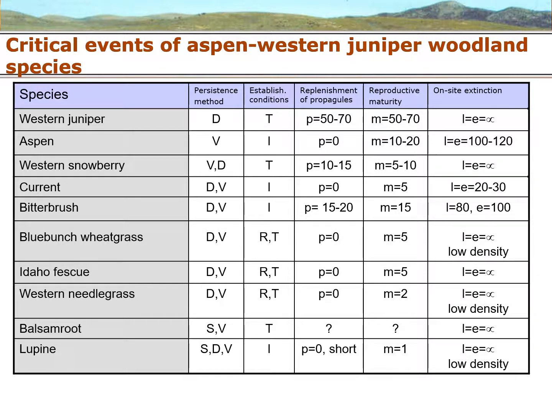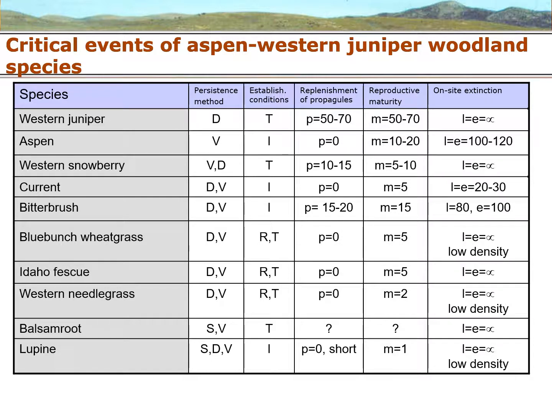So western juniper is a seed dispersed plant. It's tolerant. It can establish pretty much any time. Its sexual maturity is about 50 to 70 years, and same for replenishment of propagules. And it lives for a very long time. So life expectancy is, it says infinity here. Infinity is a really long time, but we have cored juniper that are upward of 1,000, and I think the oldest one is about 1,600 years.